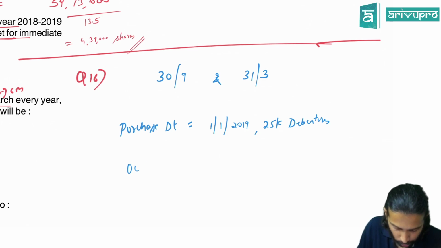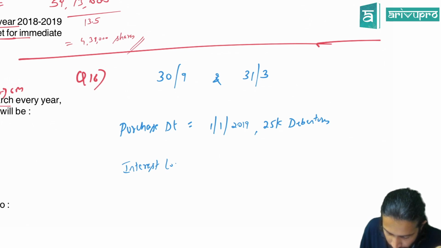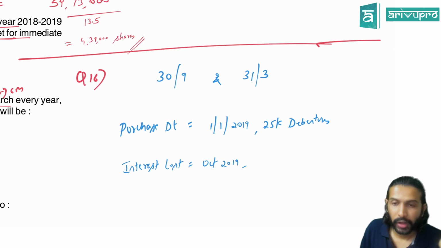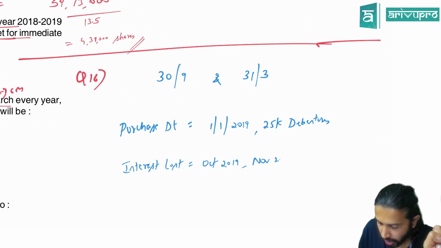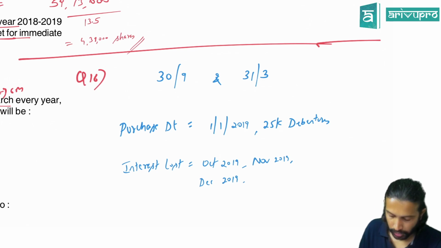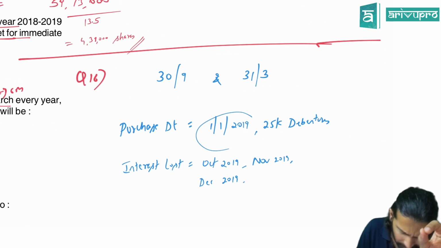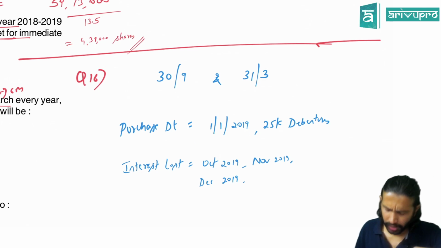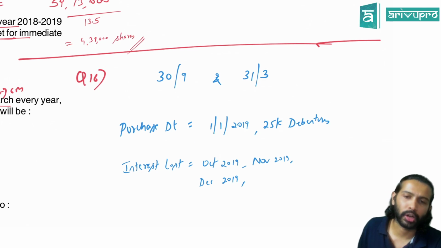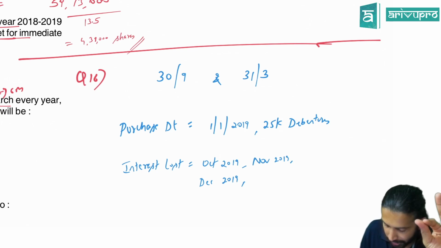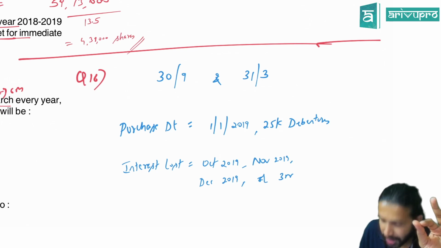I'll write it as interest lost here. Did I get interest for October? No. November 2019? No. December 2019? No. October, November, December. 1st January I've sold it off, so leave 1 day of January. How many months interest have I lost? October, November, December. I have lost 3 months interest.